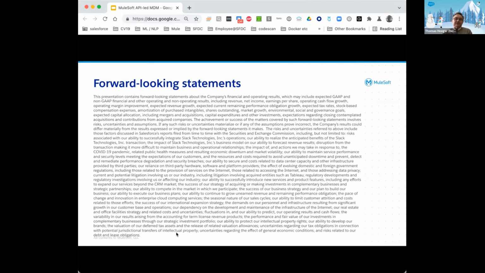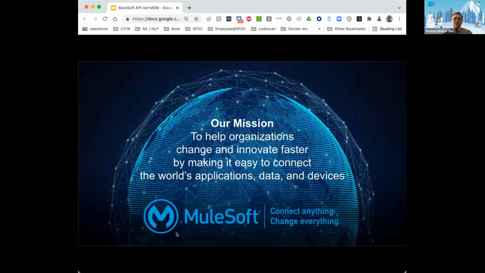There was a presentation 2 weeks ago from my colleague who already gave an intro about MuleSoft. Once again, to remind you that the purpose of MuleSoft is basically to help organizations to change and innovate faster and making it easy to connect the world's applications, data, and devices. And obviously, master data management is one important part in this game. It's a solution which powers applications, data, and even devices.